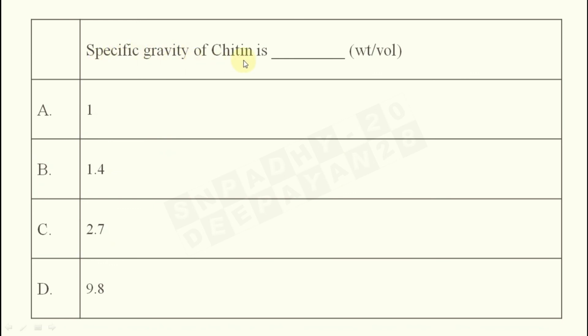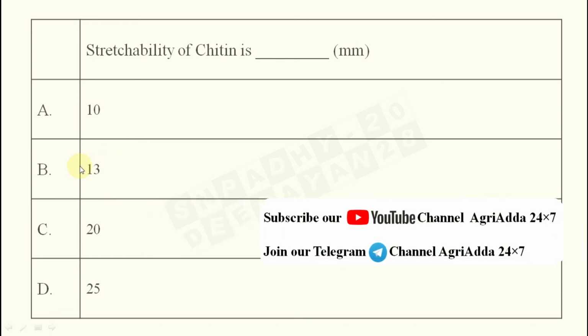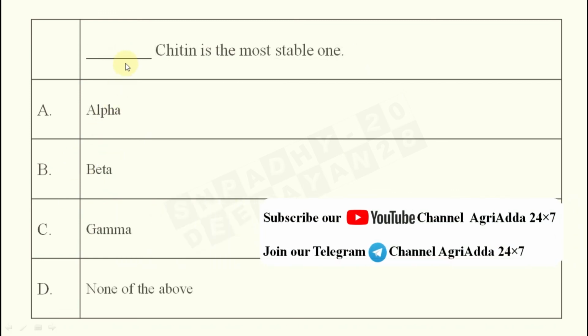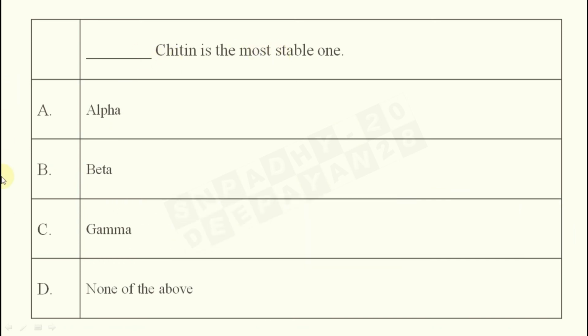What is the specific gravity of chitin in weight by volume? The answer will be option B, that is 1.4. Next you see, what is the stretchability, that means the stretching ability of chitin? If you stretch, how much can we stretch it? In mm, the answer will be 13 mm. Okay, 13 mm is the stretching ability of chitin. Dash chitin is the most stable one. The answer will be alpha chitin. Remember, alpha chitin is the most stable chitin.